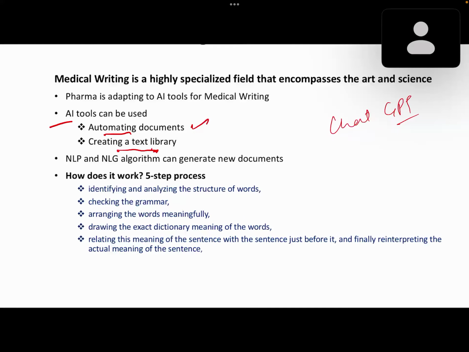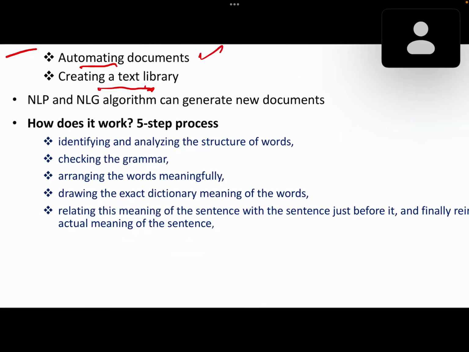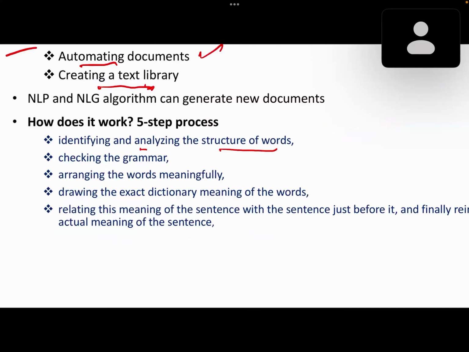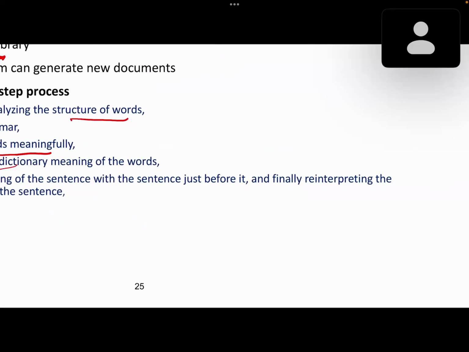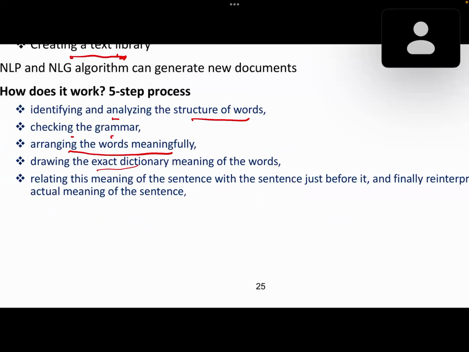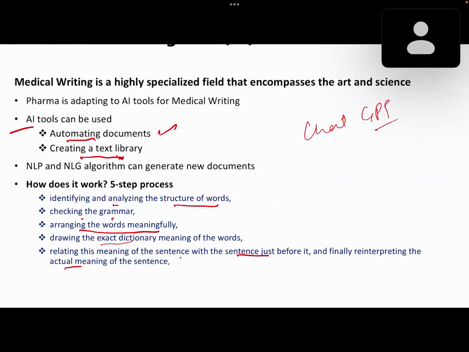So these are the 5 steps. Identify and analyze the structure of the word, check the grammar, arrange the words meaningfully, draw the exact dictionary meaning to give us the good meaning. That's all AI is helping us with. The last is relating this meaning, the sentence, with the sentences just before it. Basically reinterpretation. So these are the things where AI is helping us.